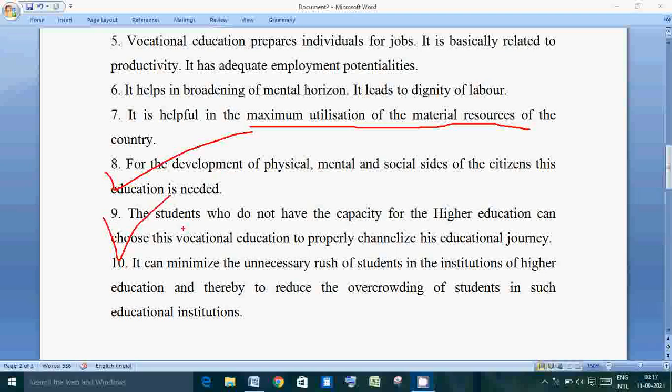The students who do not have the capacity for higher education can choose this vocational education to properly channelize their educational journey. Now, in our society, every student can't move for higher education.